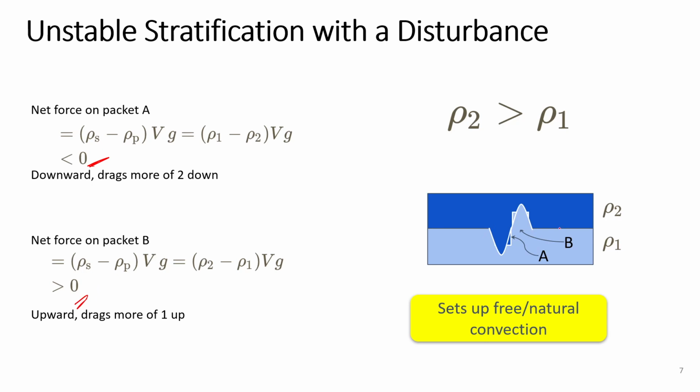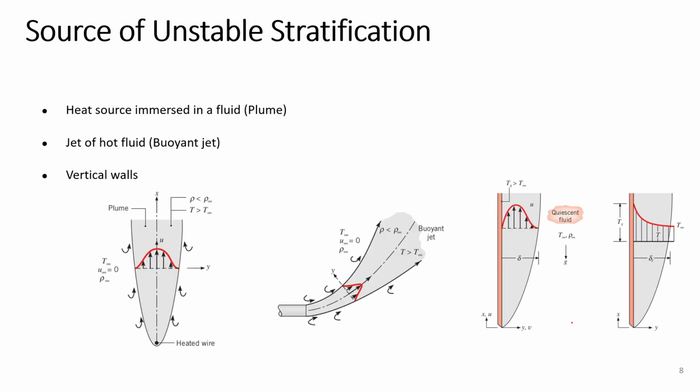That is what I said, that the lower density fluid will be on top of the higher density fluid. So such a kind of motion sets up free or natural convection. And as discussed, this density difference can occur due to either concentration difference or temperature difference. So this is the main crux behind the cause of free or natural convection: the density difference that can be caused due to temperature variation or concentration difference.